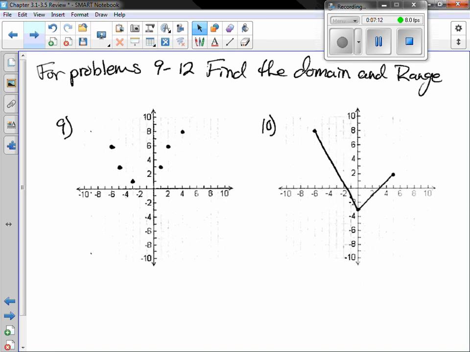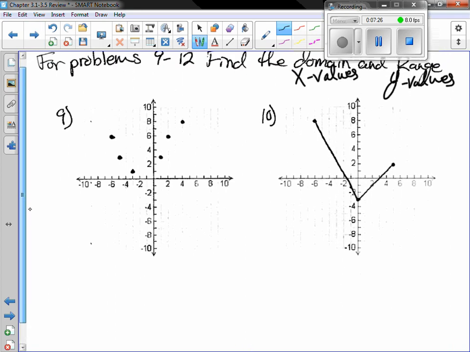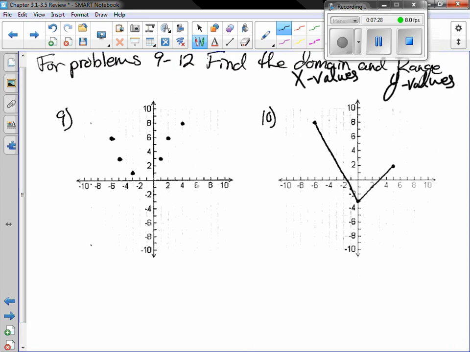So looking at this here, we want to find the domain and range, the x values and the y values. Now, when we look at these two here, we want to find the x values and the y values for this graph. Now, for number 8, since it's just a set of points, we're going to be looking at individual points for the x and y. Now, because number 10 is an actual line, we're going to have inequalities.